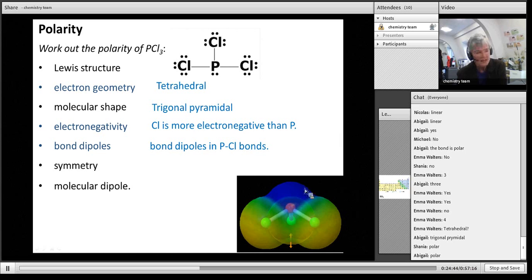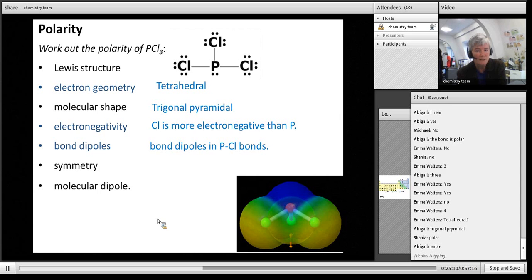So again, looking at symmetry, yes, I can cut it through there, and this side looks the same as that side. But remember, you also need to cut it along each bond. So along this PCl bond, you can see this side does not look the same as that side. So is it a symmetrical molecule or asymmetrical?